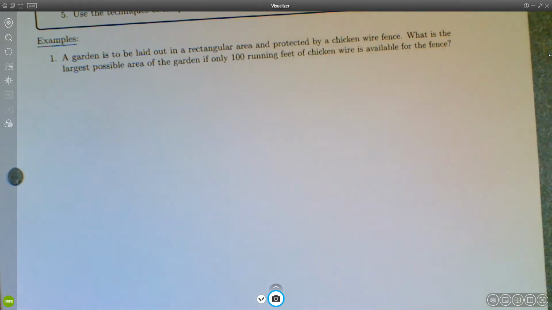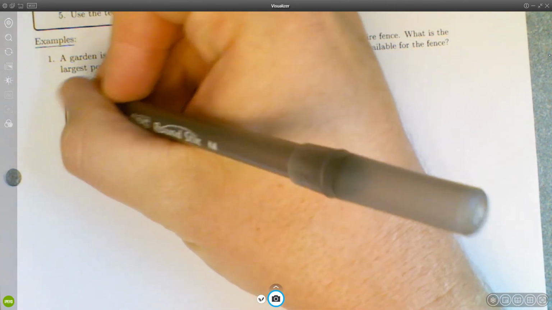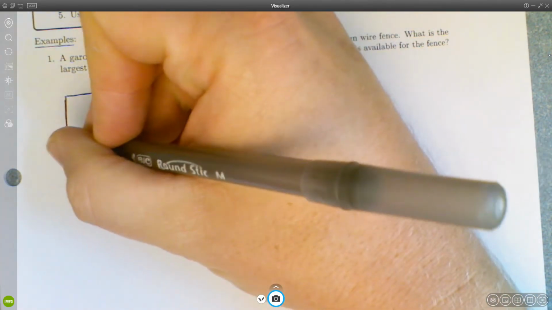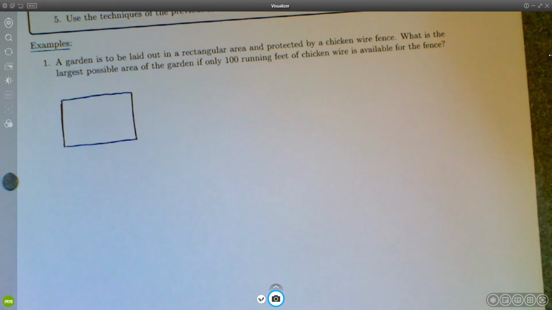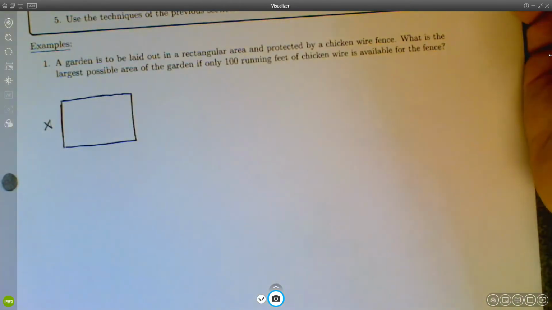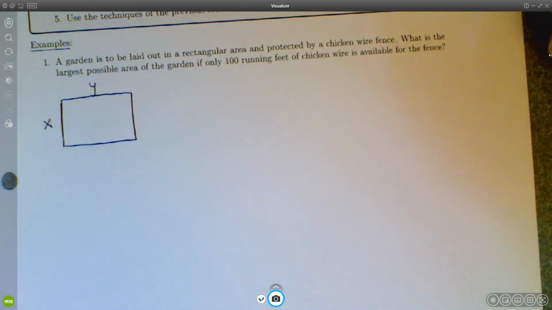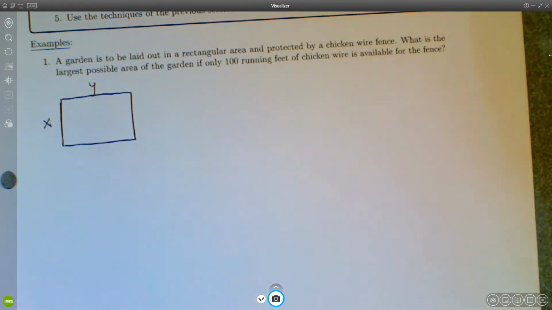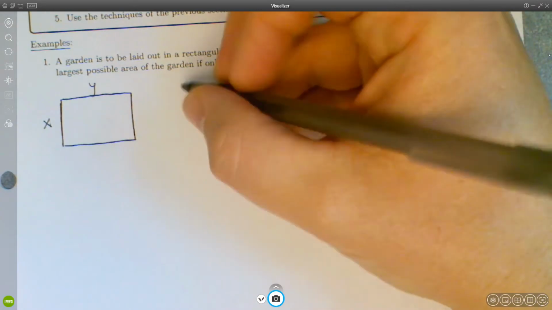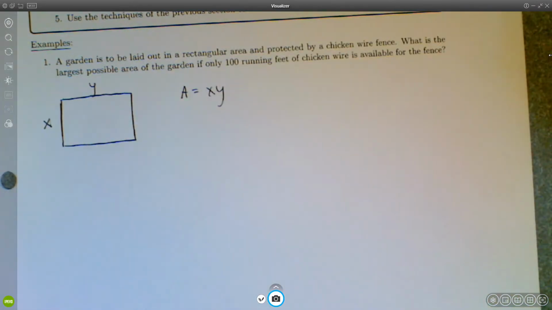Okay, so this is a pretty easy one to draw out, right? We've got a rectangular garden. And maybe I'll call the length x and the width y, or whatever. What are we trying to maximize? It says, what is the largest possible area? So we're trying to maximize the area, right? Well, the area is going to be length times width, okay?